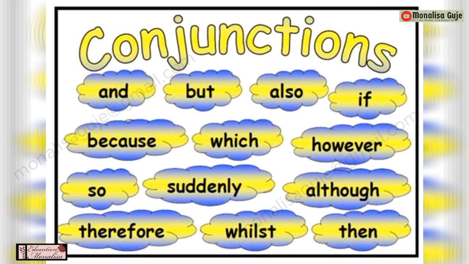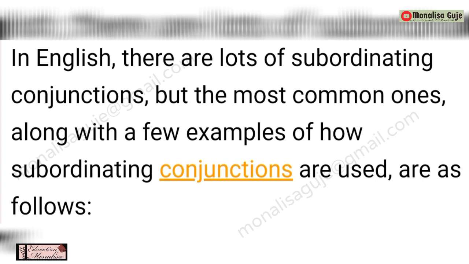These are all mixed. No need to copy this. But before this, whatever was told, the definitions and all, you have to copy. And now we'll go to the next one. In English, there are lots of subordinating conjunctions, but most of the common ones, along with a few examples of how subordinating conjunctions are used, are as follows.